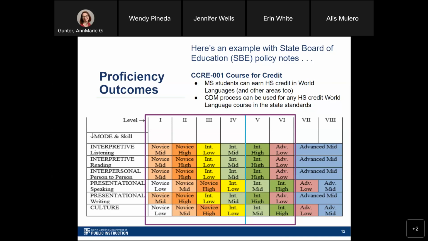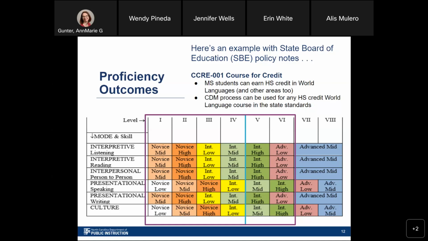So we extended that to level 6 for them, but that's also kind of the reason why we go to level 8 in modern languages: again, we saw students reaching higher levels of proficiency when they had had early experiences in K-5 or K-8 with language learning.